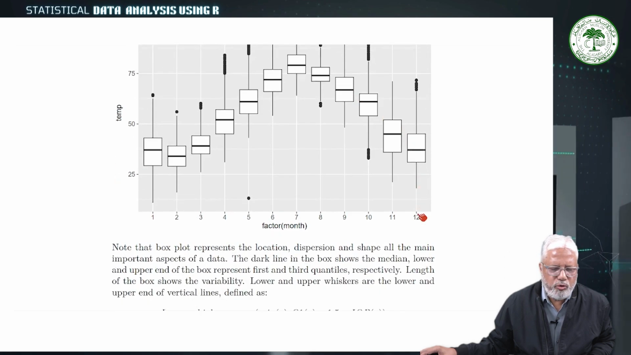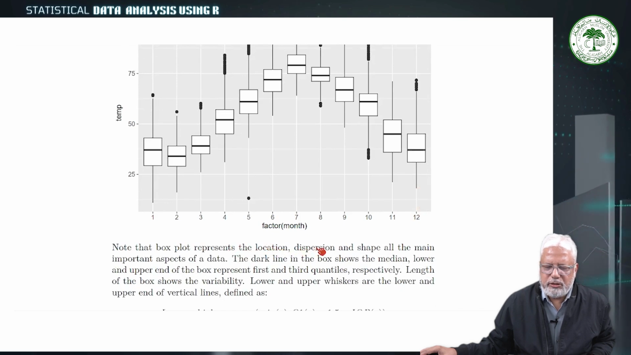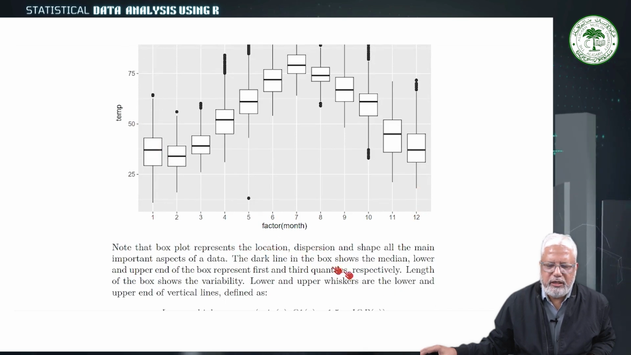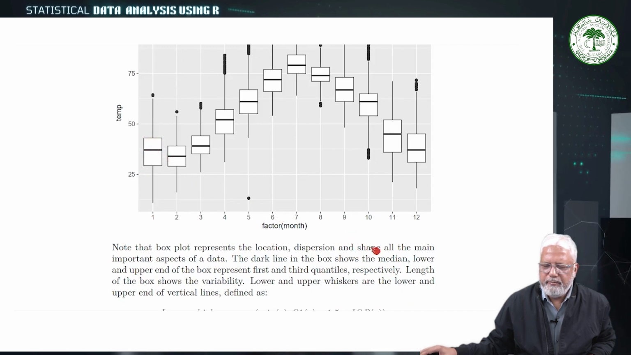So, note that a box plot represents location, dispersion, and shape. This is the location, and then the dispersion, this range of the box plot is dispersion, and shape.